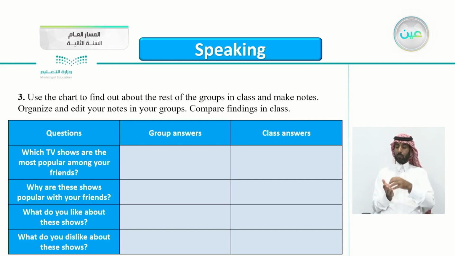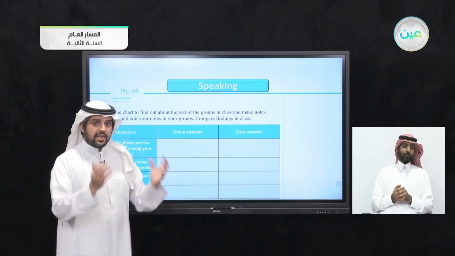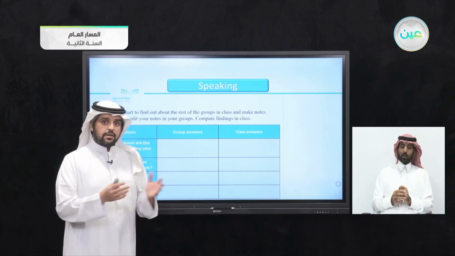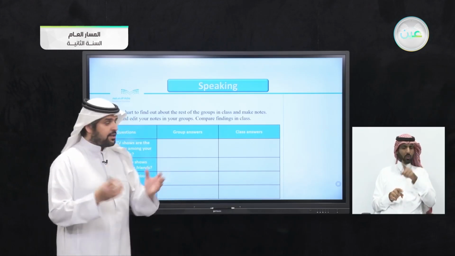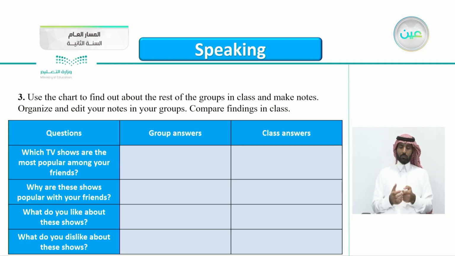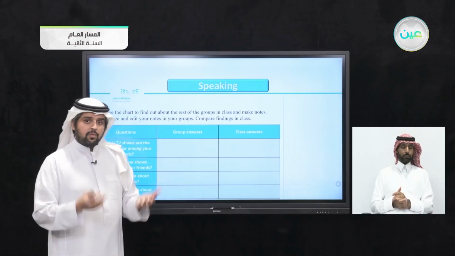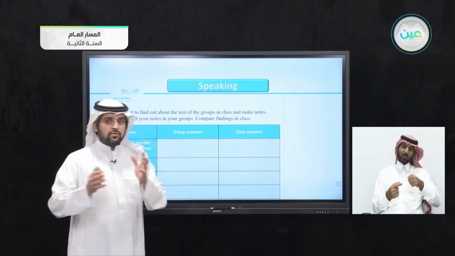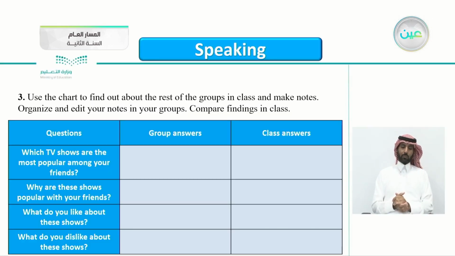And the questions here: which TV shows are the most popular among friends? You can calculate and find out which is the popular TV show among your friends. Why are these shows popular within your friends? This is an interesting question. After you know the popular TV shows, ask why. What do you like about these shows? If you like these shows, tell what you like about them. What do you dislike about these shows? So the last 2 rows here: what do you like about the shows and what do you dislike about the shows. This is the group answers and class answers, and of course compare them together.